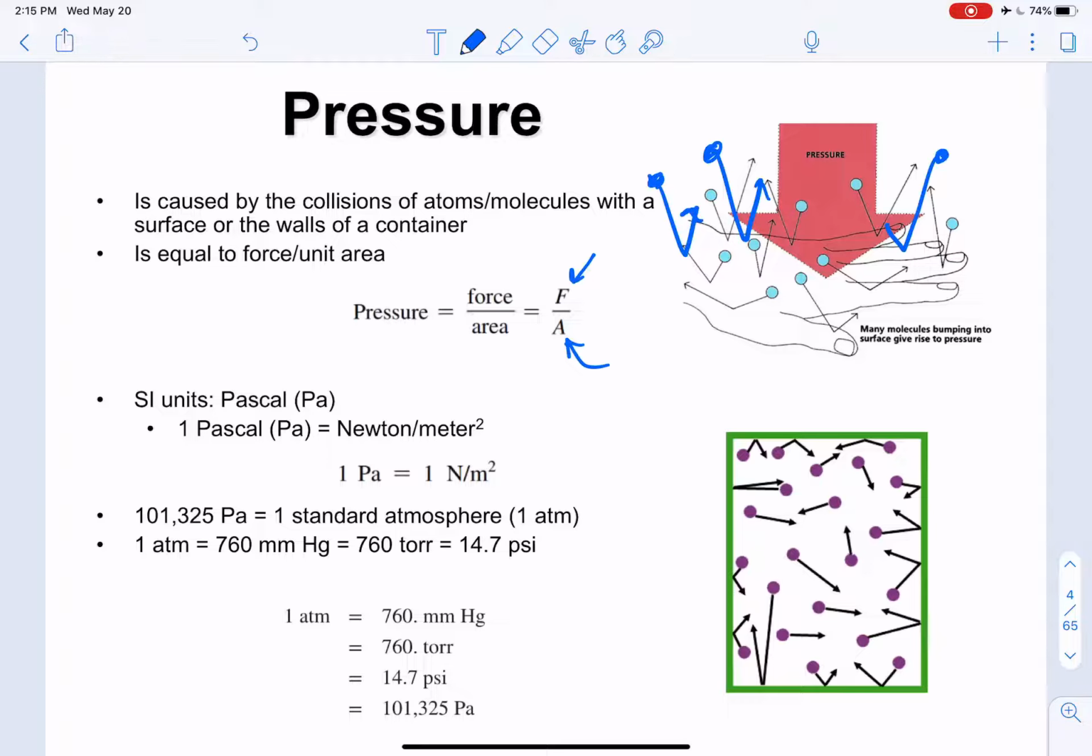So if you look down here, we can see the other way we can define it as the collisions of molecules or atoms with the side of a container. So if you get more hits, you'll have more pressure. Now, the SI units, so the international units for pressure, that's a Pascal. And a Pascal is a Newton divided by a meter squared, which sounds really strange, but a Newton is a unit of force.